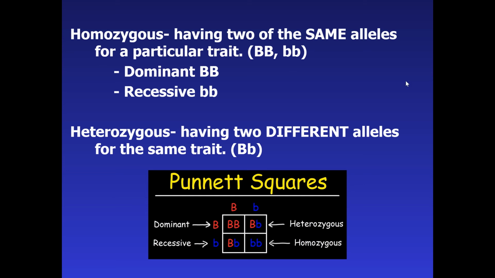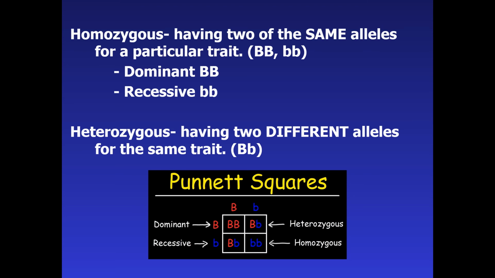Heterozygous means having 2 different alleles for the same trait. So they have to be different. They're not the same, they're different. So it would be a capital B and a lowercase b. That's the only combination. You do not put the small b in front of the capital B. We use grammar in order to write the genotypes. So you're going to put the big B first, and then you're going to put the little b after.